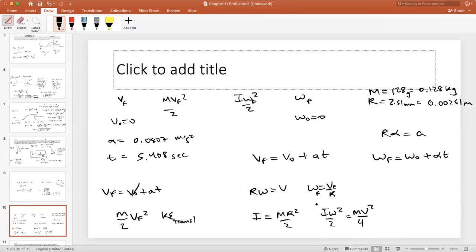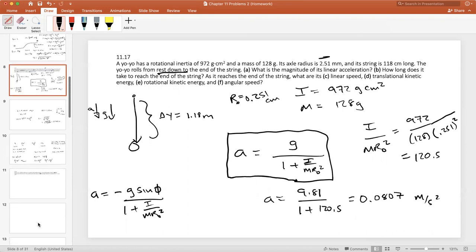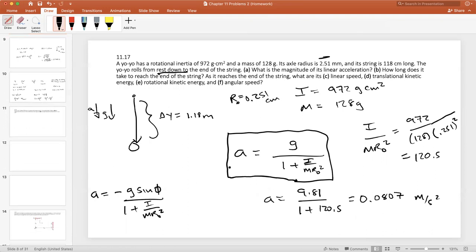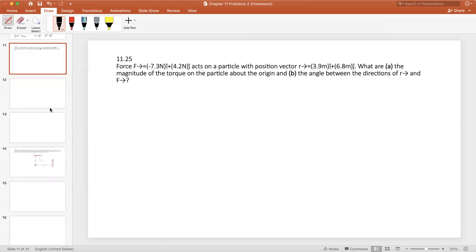It's pretty easy because it's basically plug and chug: find the acceleration from the yo-yo equation, and from there, given the right information, you can find out all sorts of things. It's nothing we haven't done before other than finding the acceleration from that equation that we derived. All right, so let's do some kind of new stuff.